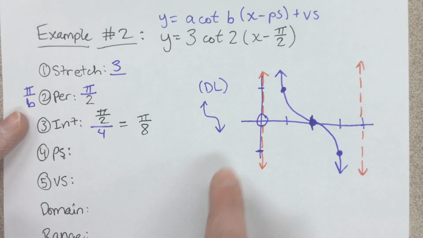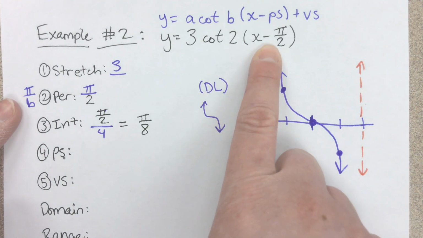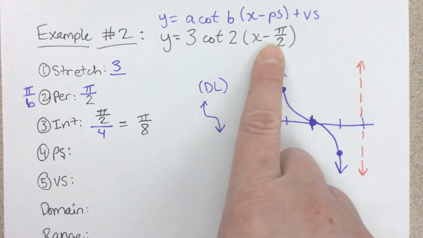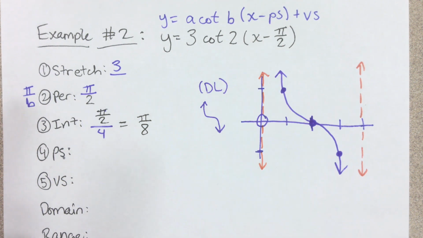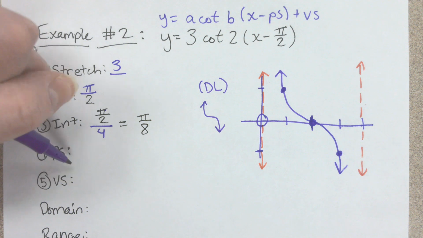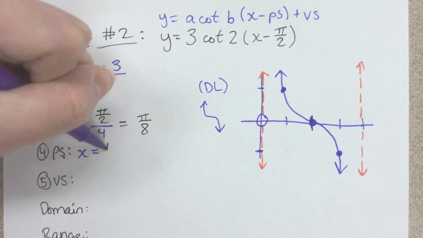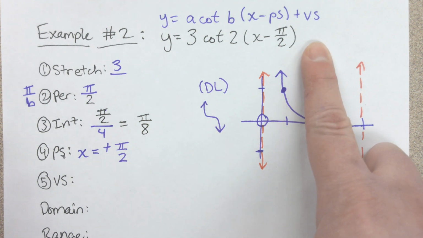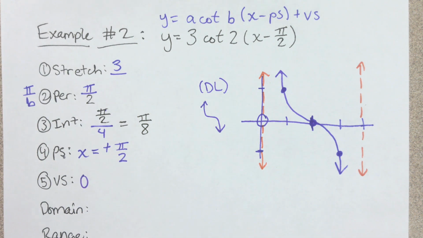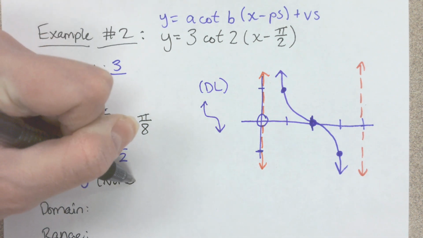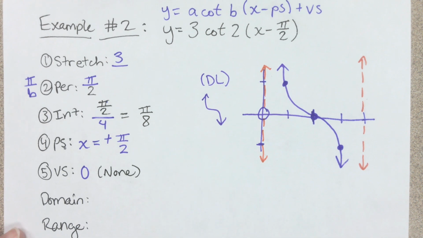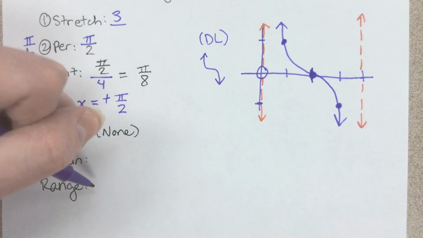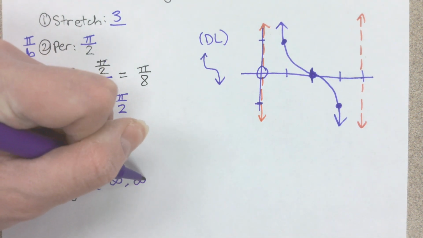Phase shift, per usual, set the parentheses equal to 0 and solve. If I set this equal to 0, it's just going to change the sign on the pi over 2. So I'm going to end up with x equals positive pi over 2. Positive is just for emphasis. You do not have to write it. Vertical shift at the end, there is nothing there, so this is 0 or none. Domain will be determined later. Range, negative to positive infinity.